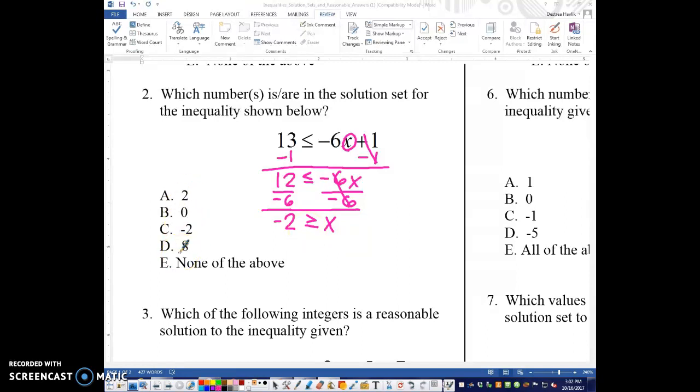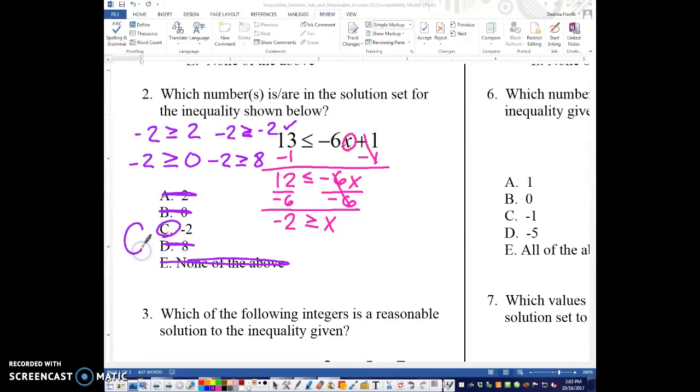So, negative 2 is greater than or equal to 2. Is that true? Is negative 2 bigger than 2? No. Negative 2 is greater than or equal to 0. Is that true? No. Negative 2 is greater than or equal to negative 2. Possible, because of this or equal to sign. Okay, so that means possibly. And then negative 2 is greater than or equal to 8. Is that true? No. So the answer would be C. Remember, the bigger side means the bigger number. Okay?